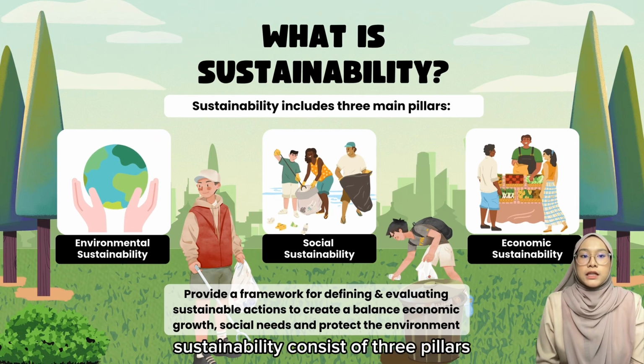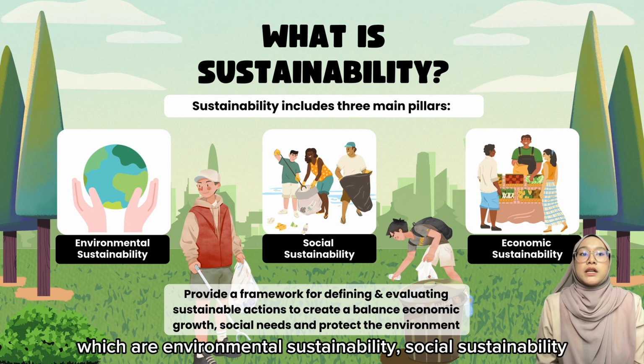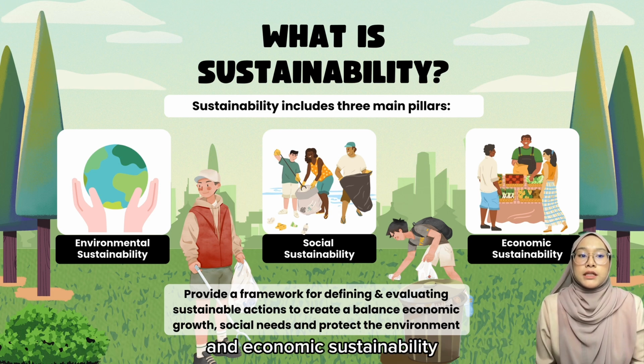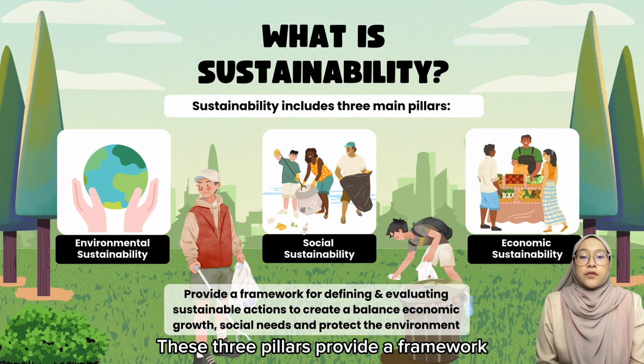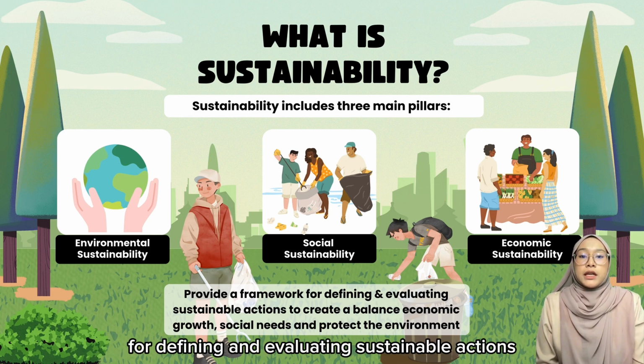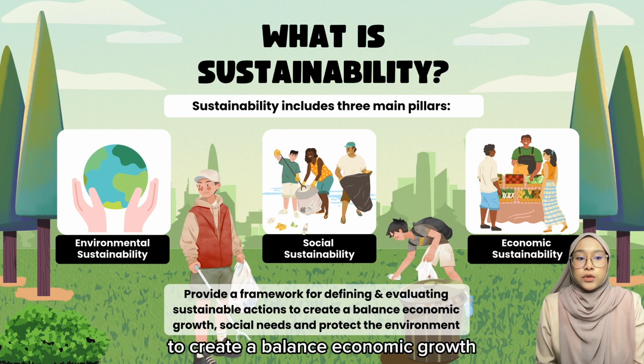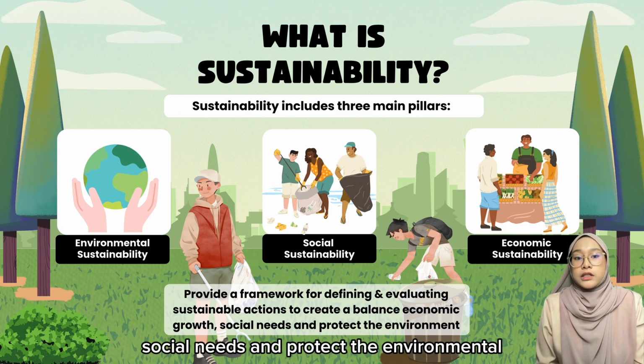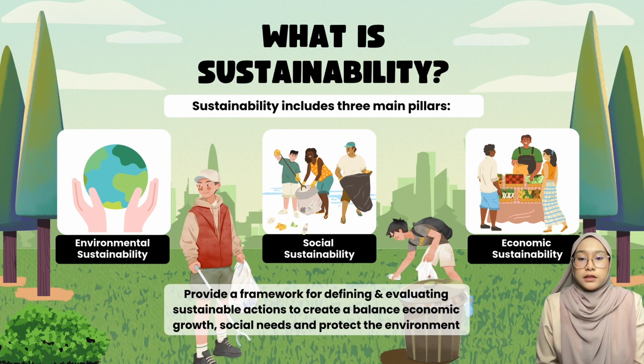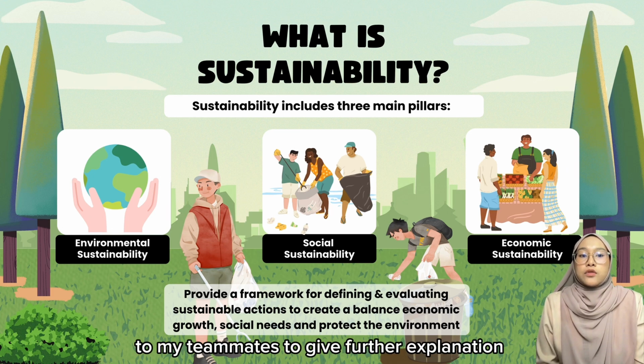Additionally, sustainability consists of three pillars, which are environmental sustainability, social sustainability, and economic sustainability. These three pillars provide a framework for defining and evaluating sustainable action to create a balance between economic growth, social needs, and protecting the environment. So, I'm going to pass to my teammate to give the further explanation.